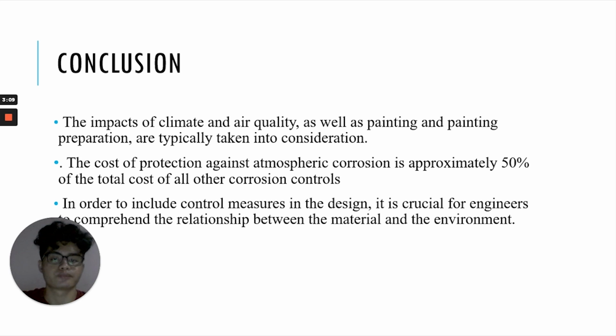So, next, conclusion. In conclusion, the impact of climate and air quality as well as painting and painting prevention are typically taken into consideration. With occasional glances at other metals, this contribution will focus mostly on the corrosion of iron and steel. Even if they are not exposed to the rain, metals subjected to unmanaged normal atmosphere may corrode more quickly and by different mechanisms than metal preserved in pure dry air.